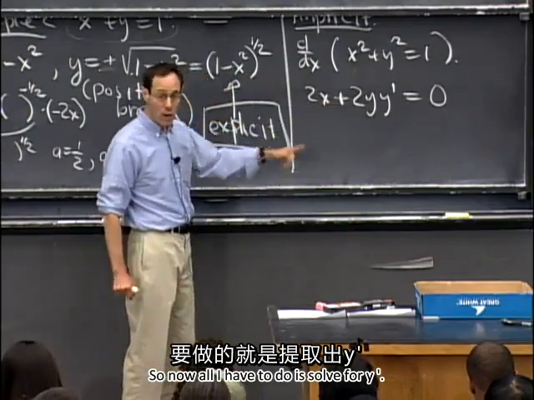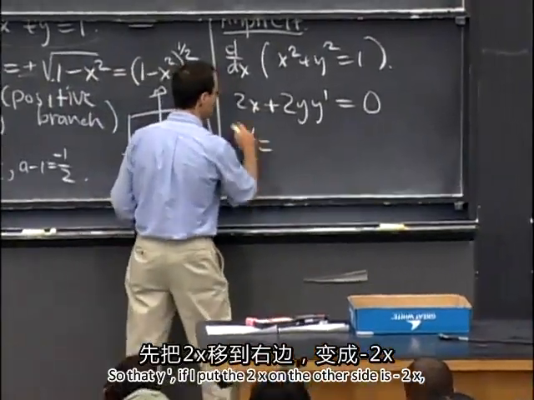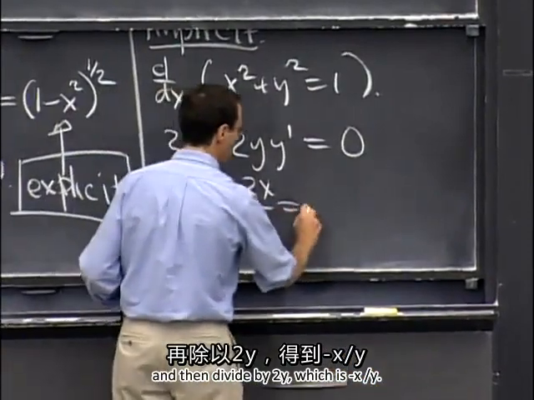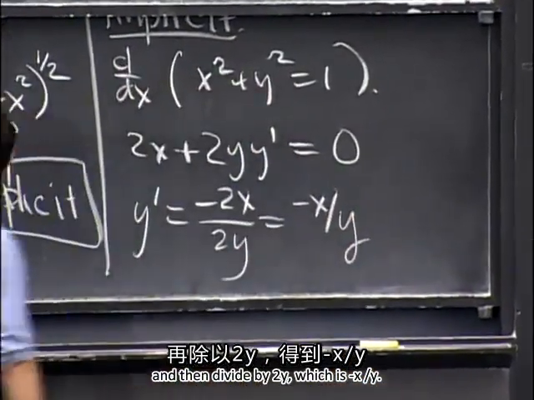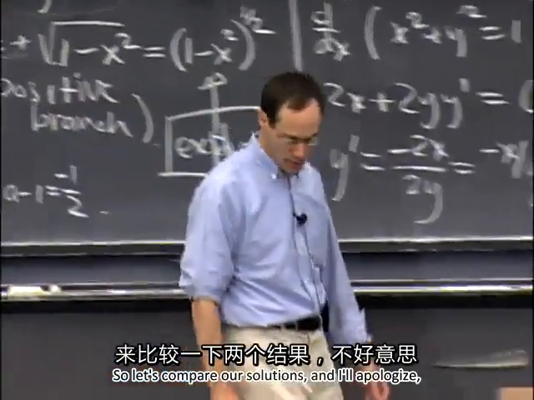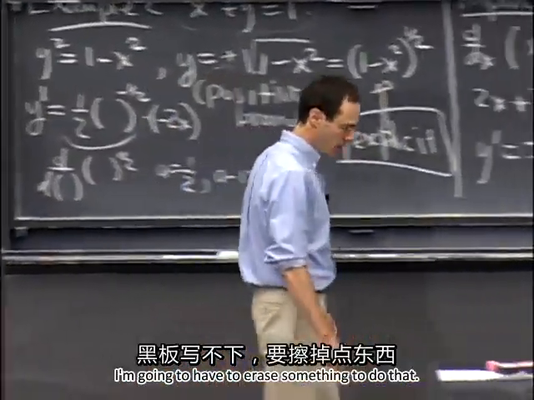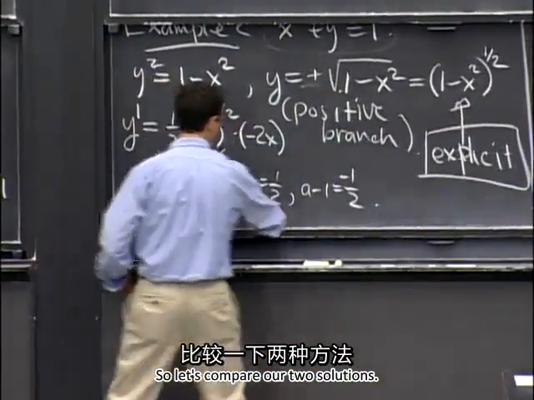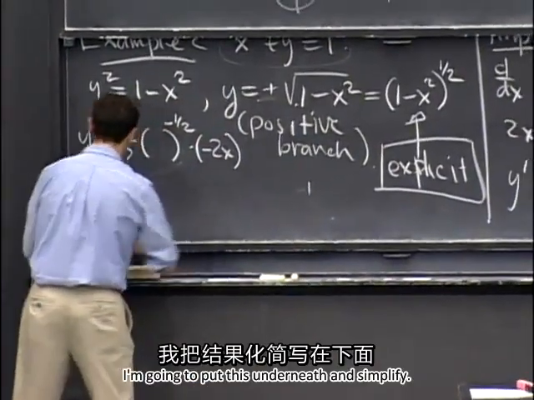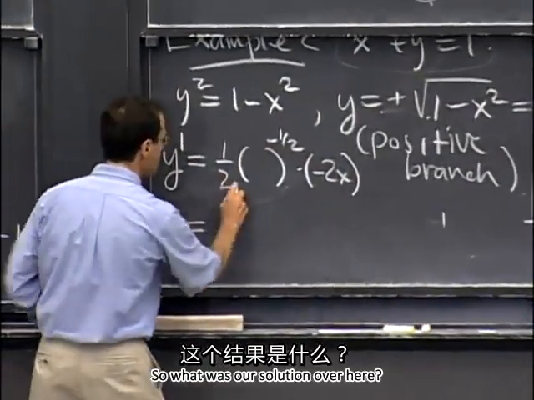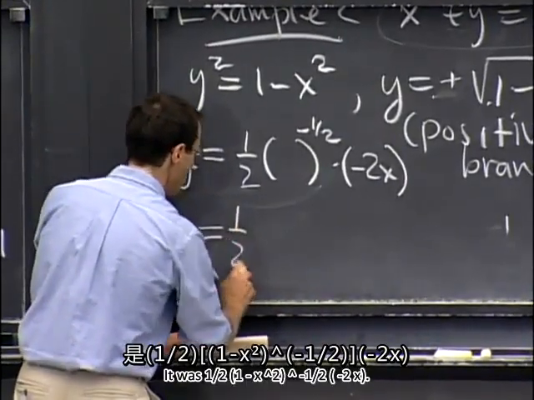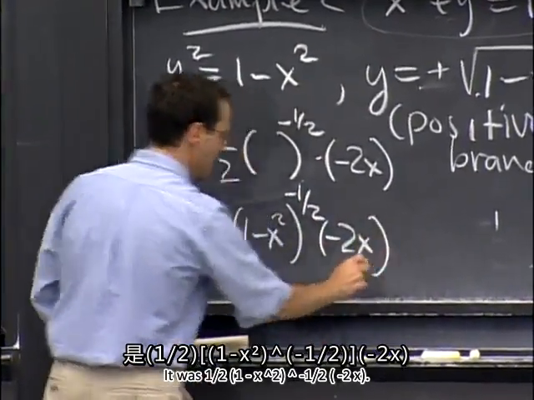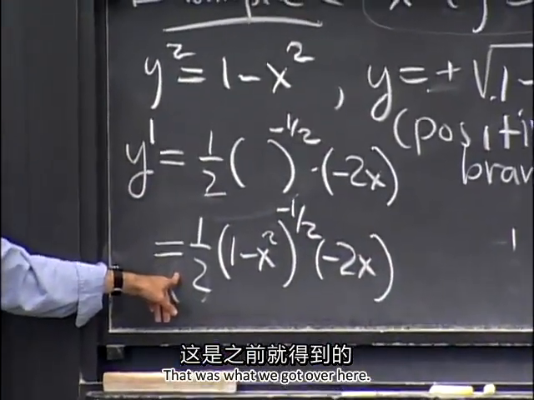So now, all I have to do is solve for y prime. So that y prime, if I put the 2x on the other side, is minus 2x and then divide by 2y, which is minus x over y. All right? So let's compare our solutions. I apologize, I'm going to have to erase something to do that. So let's compare our two solutions. I'm going to put this underneath and simplify it. So what was our solution over here? It was a half 1 minus x squared to the minus a half times minus 2x. That was what we got over here.